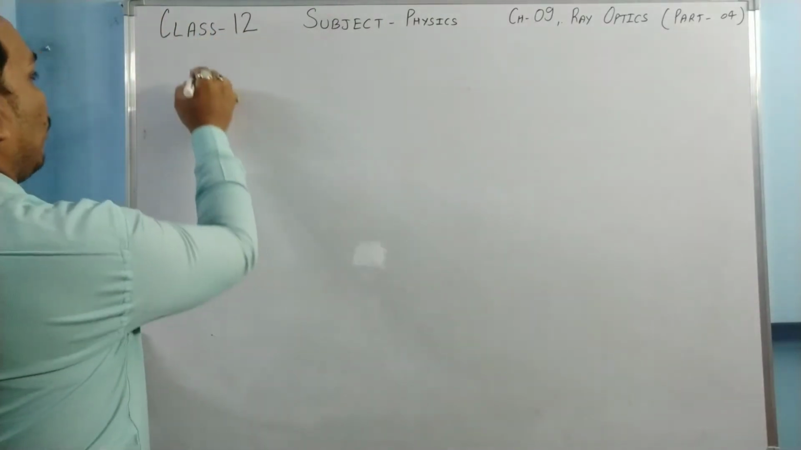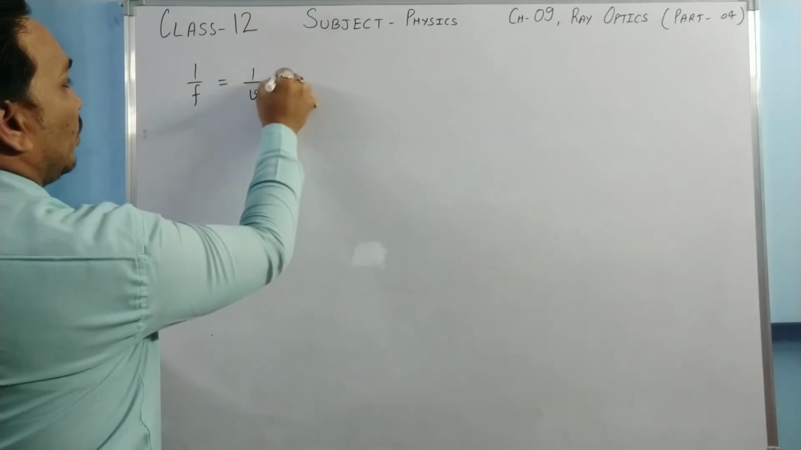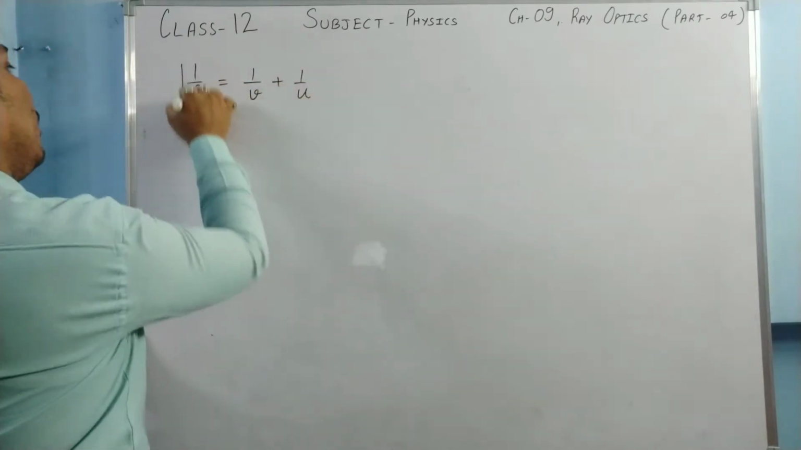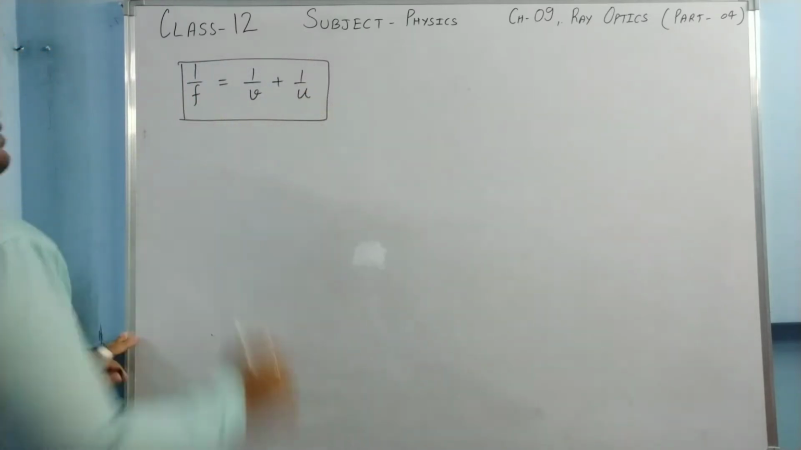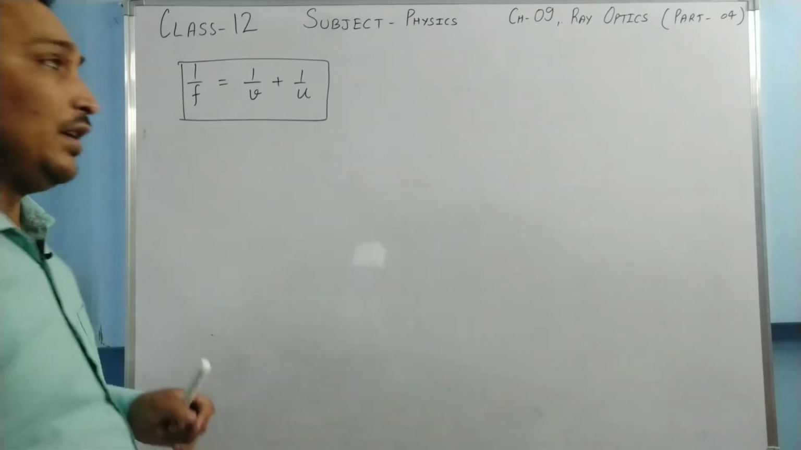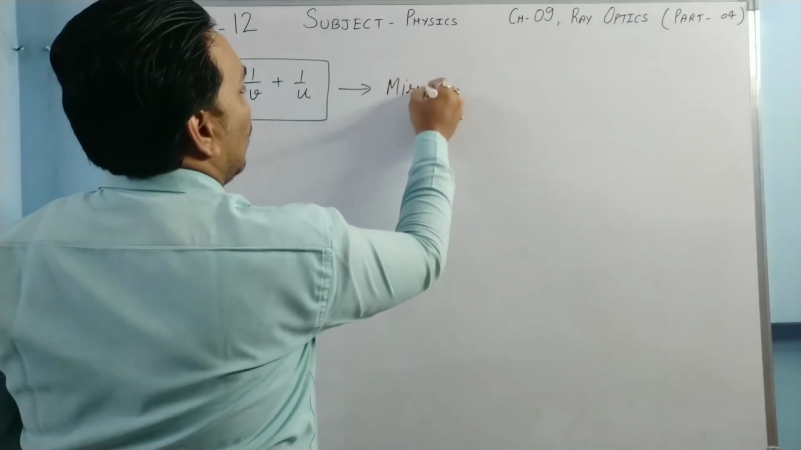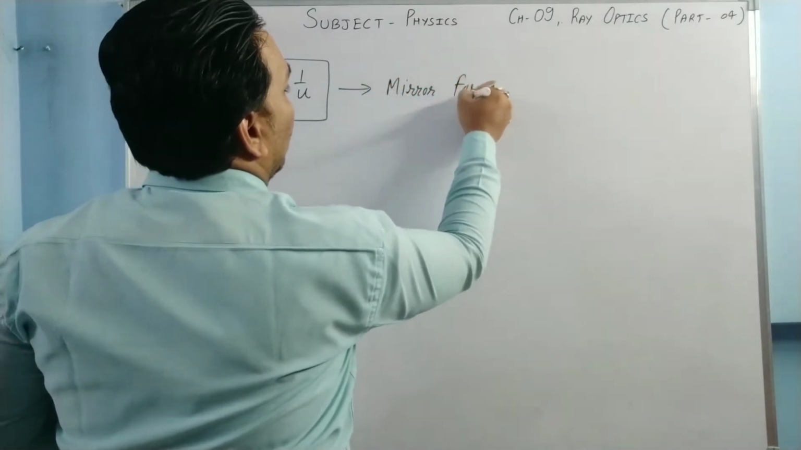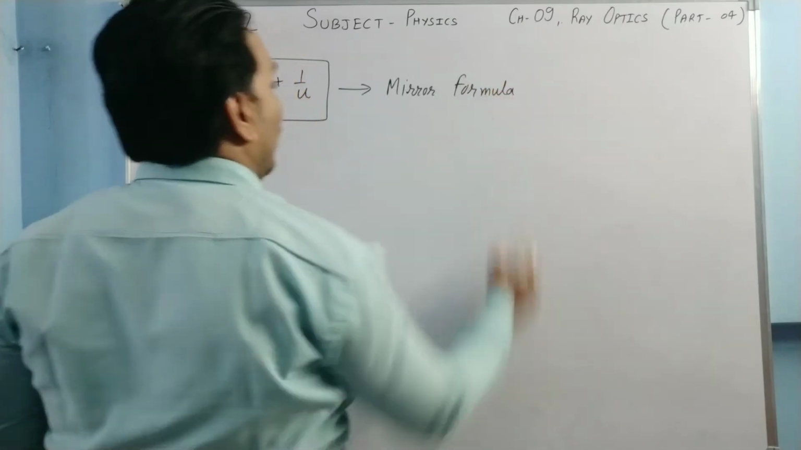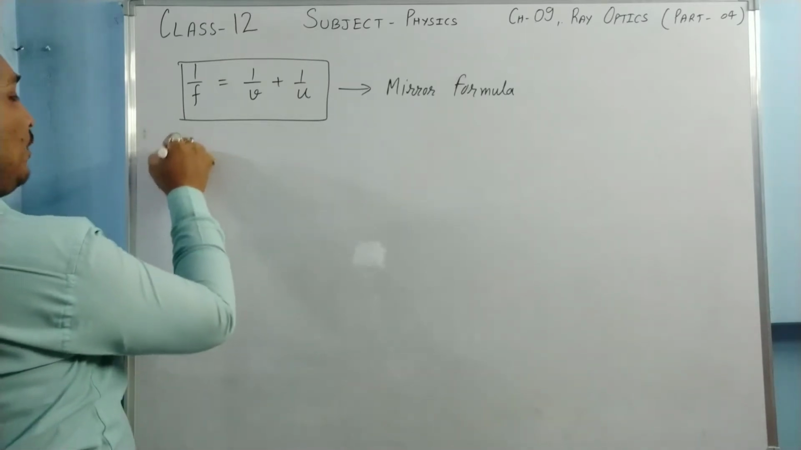We have proved the mirror formula, which is 1 upon f is equal to 1 upon v plus 1 upon u. Okay, by using simple geometrical concepts we have proved this formula, and this formula is called what? It is called mirror formula. Now the question is, one more topic is there related to it, and that thing is magnification.